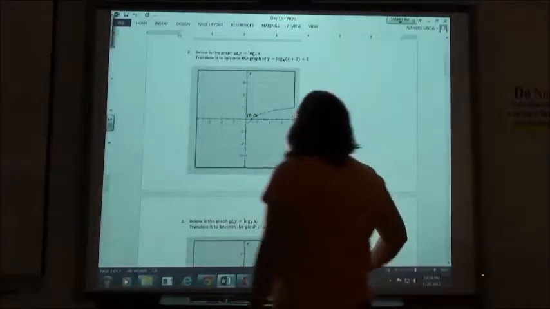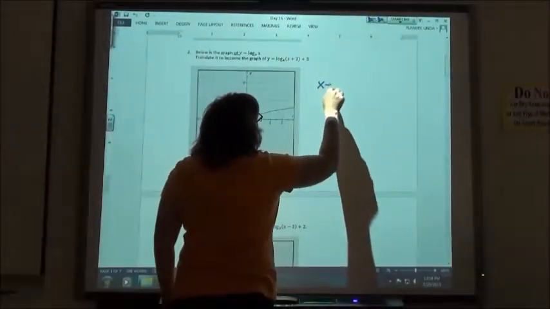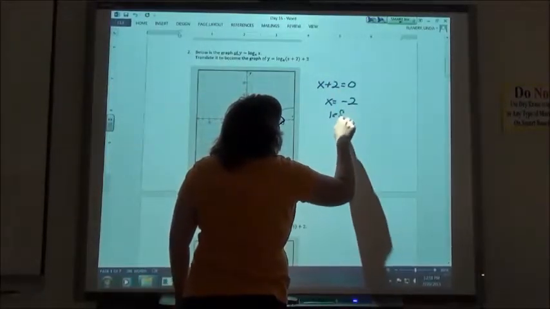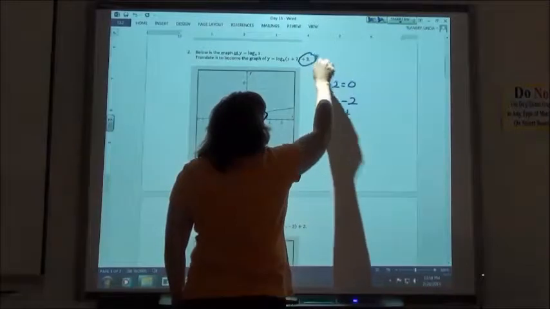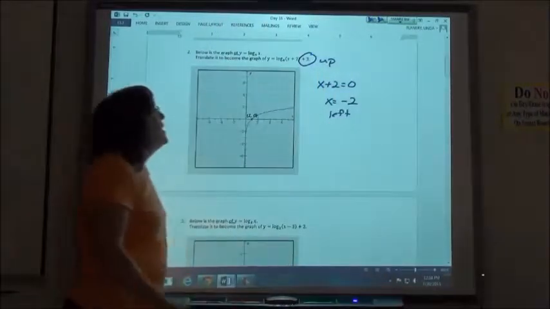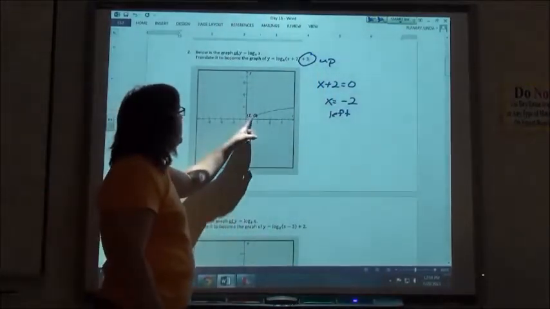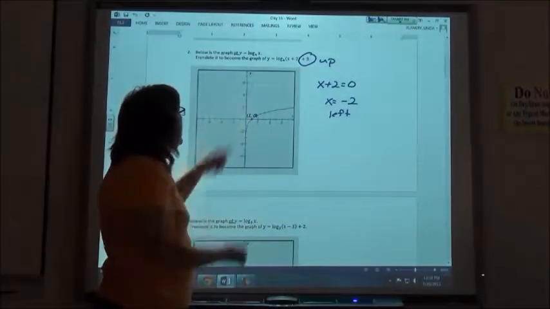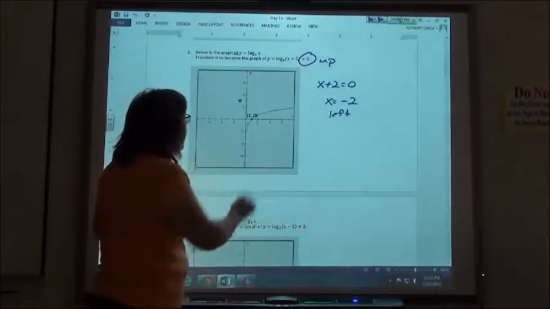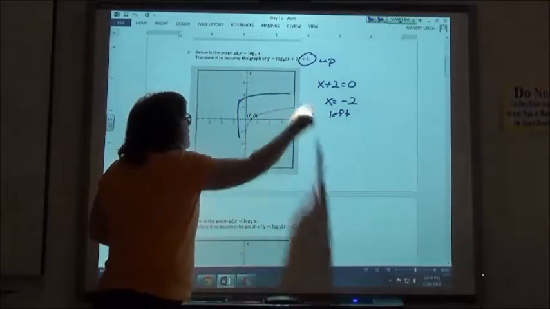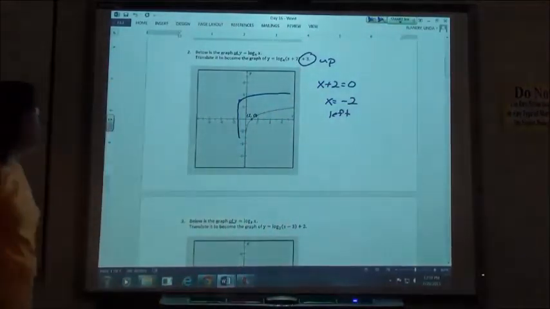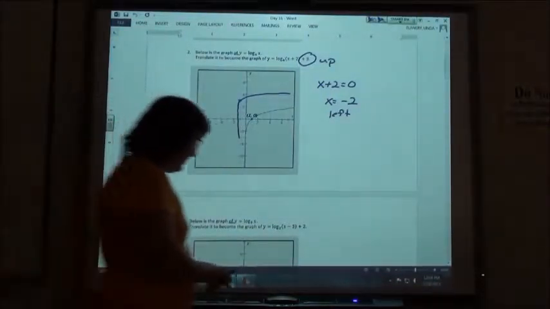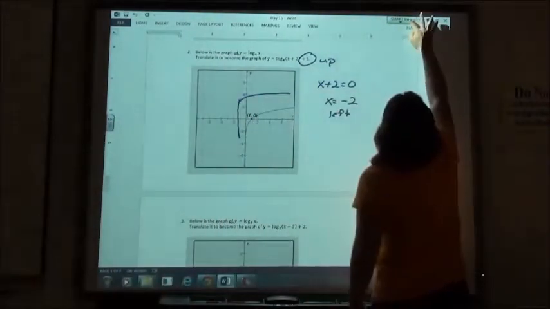So if we look at this one, if x plus 2 equals 0, x is going to equal negative 2, so we move to the left, and then there's a plus 3, so we go up. So we're going to go to the left, 1, 2, and up, 1, 2, 3, and our new point's going to be right there. And if I could draw straight, my graph would look something sort of like that. One more of those.